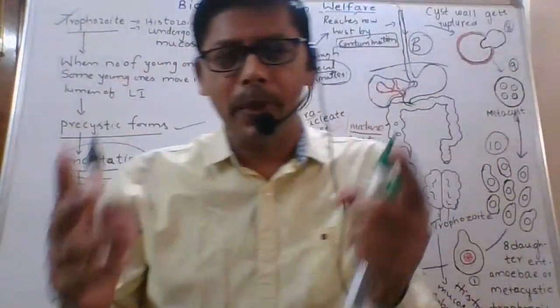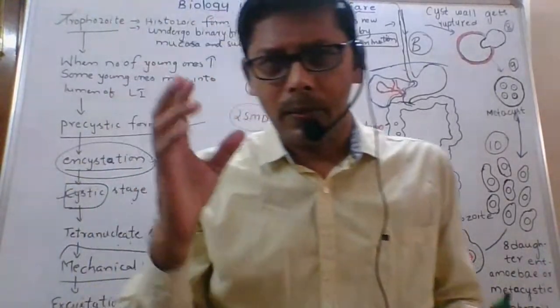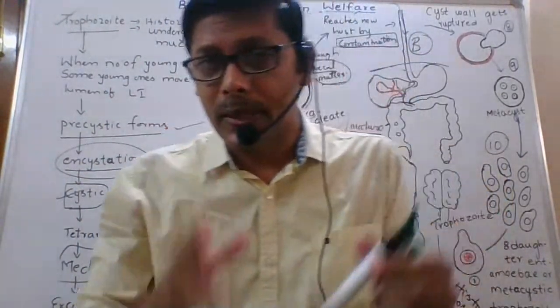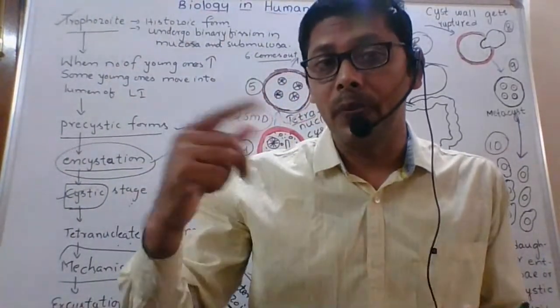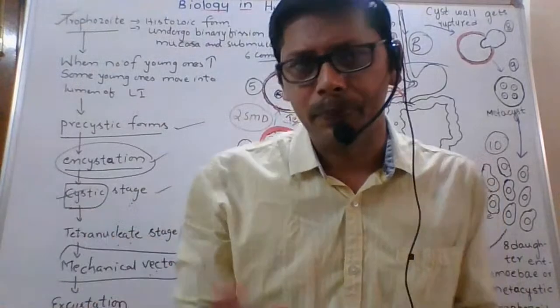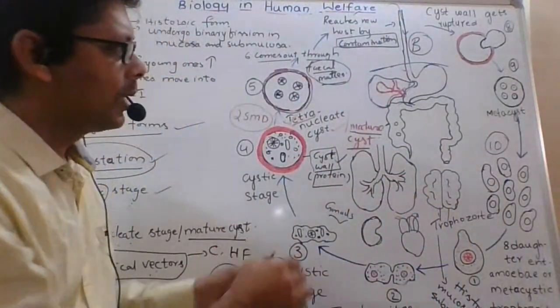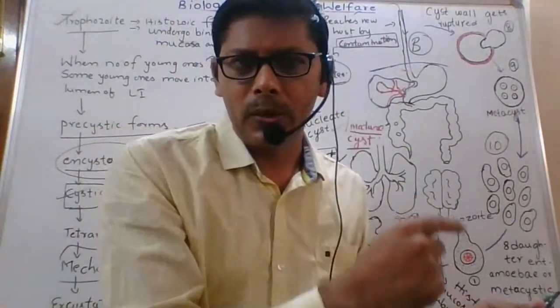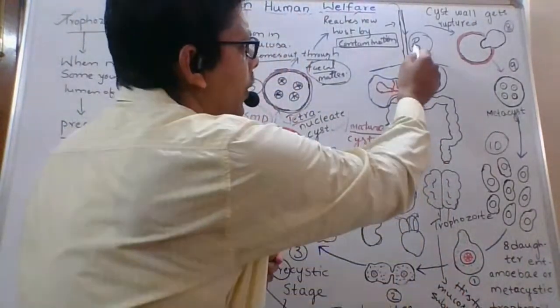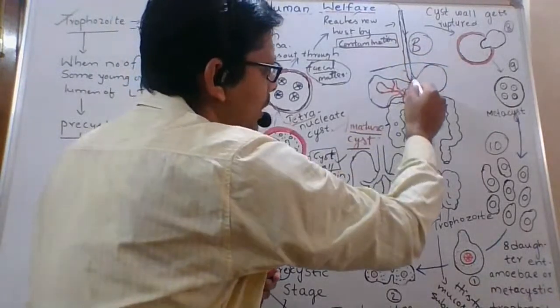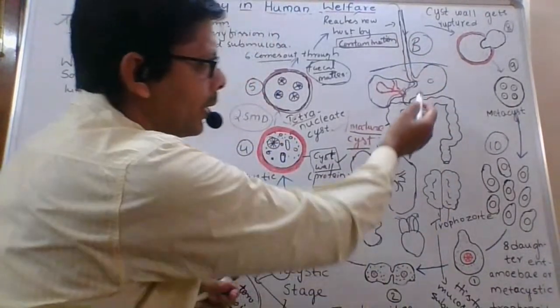We learned what is meant by vector. Vectors are organisms, mostly insects, which transmit disease-causing agents, the infective stage, from one person to another person. Here, the houseflies transport this infective stage from person A to person B. Now it has entered into person B's body. Which stage is it now?